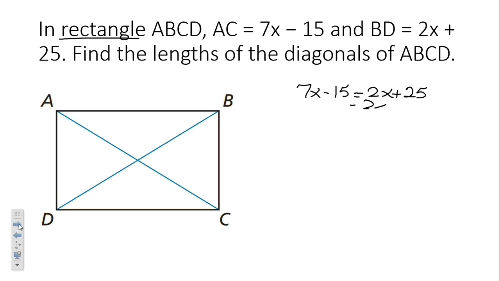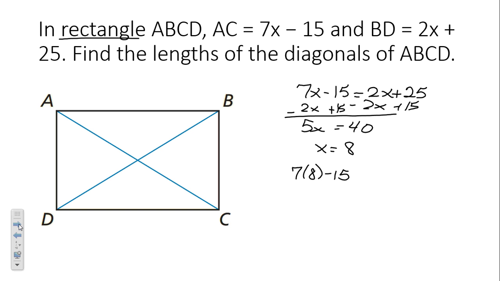So, taking away 2x from both sides and adding 15 to both sides, x equals 8. Am I done? No. Because it didn't ask for x, it asks for the measures, right? So 7 times 8 minus 15. 56 minus 15 is how much?